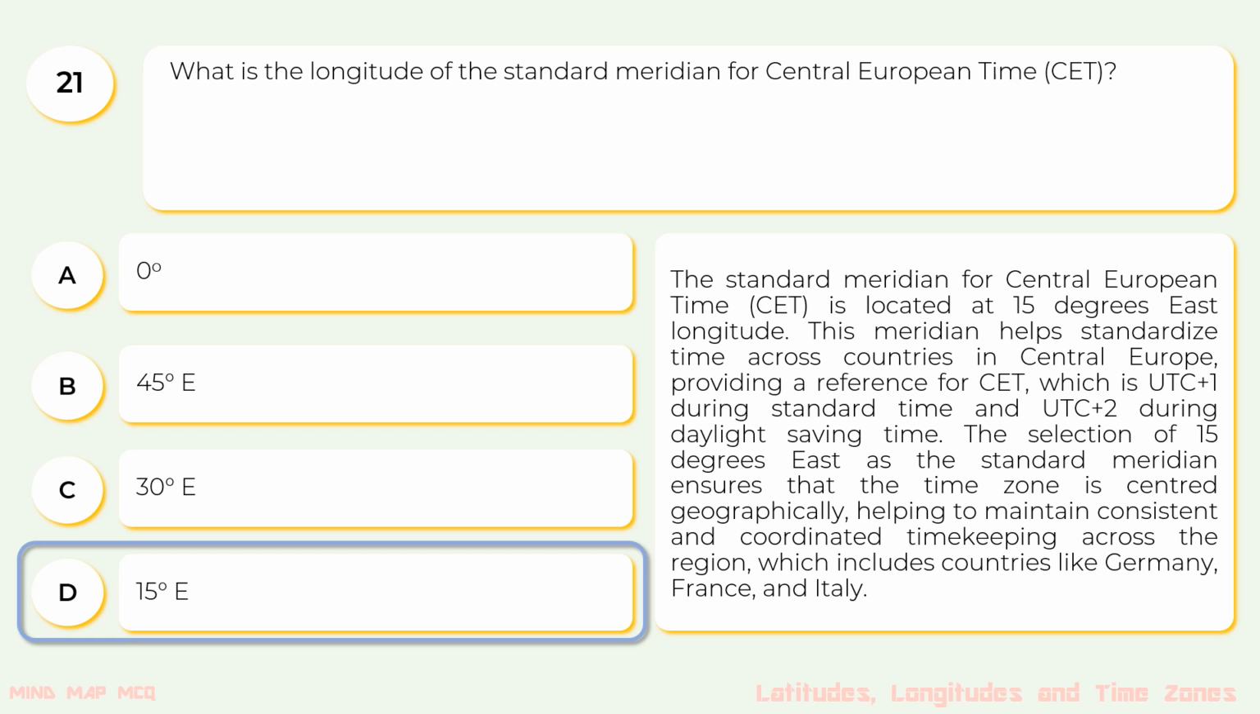This meridian helps standardize time across countries in Central Europe, providing a reference for CET, which is UTC plus 1 during standard time and UTC plus 2 during daylight saving time. The selection of 15 degree east as the standard meridian ensures that the time zone is centered geographically, helping to maintain consistent and coordinated timekeeping across the region, which includes countries like Germany, France and Italy.